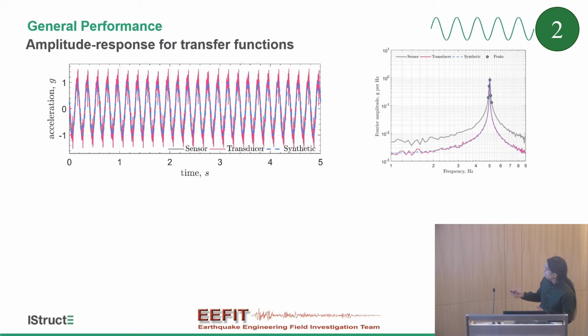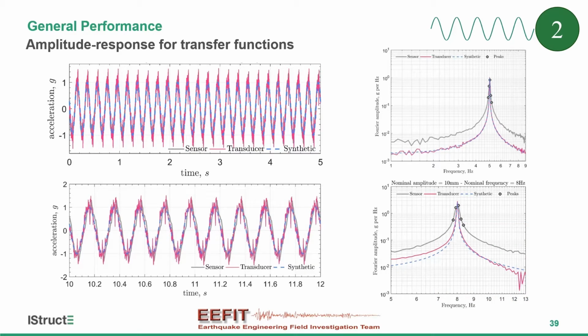In this case, we have a sinusoidal wave that has a frequency of 5 Hertz, and you can compute those transfer functions, the amplitude response, either in the time domain or in the frequency domain. The main drawback in the time domain is that you are including the whole noise of the whole bandwidth that the sensor is capable of recording. So we did this in the frequency domain, so you just narrow band the main signal and remove all the rest of the noise.